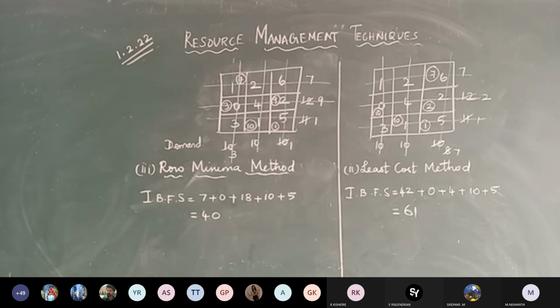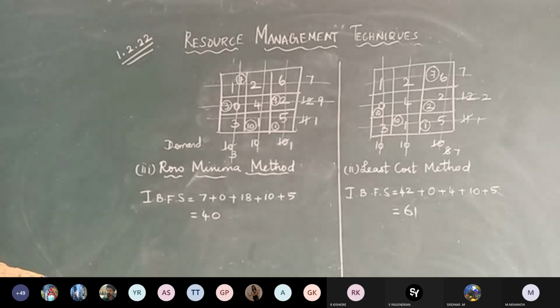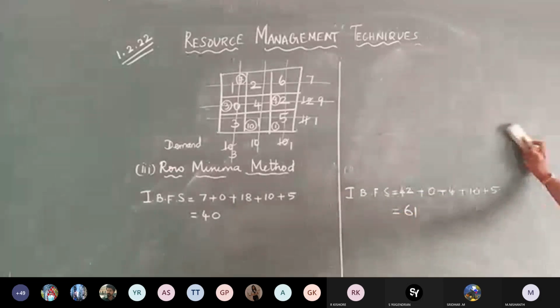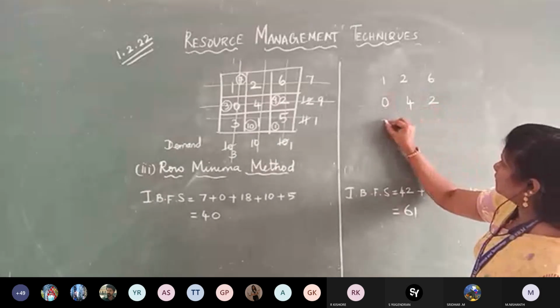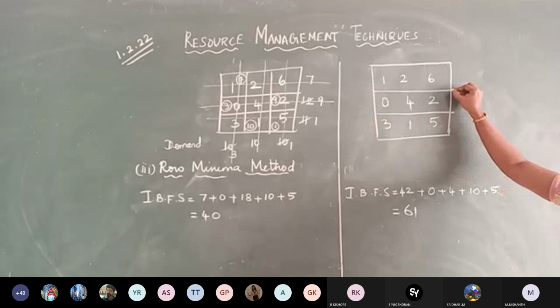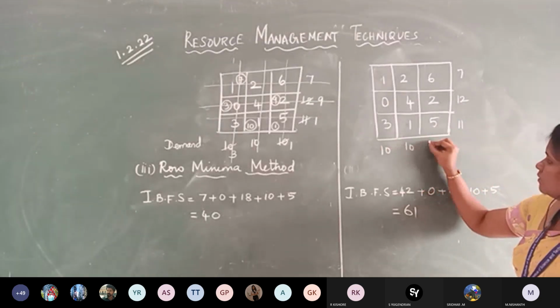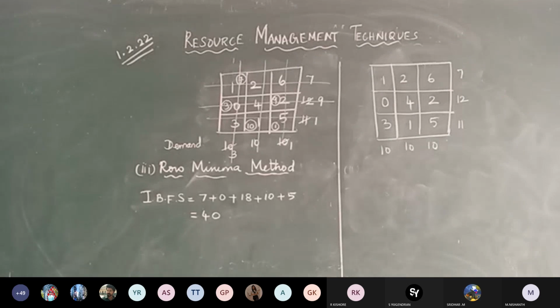If you've got doubts, ask me. So your row minima method: row wise, you will take the minimum value and allocate. And then you have 1, 2, 6. Same problem. If you've got doubts, ask me. That is your row minimum. Okay, you're finished.